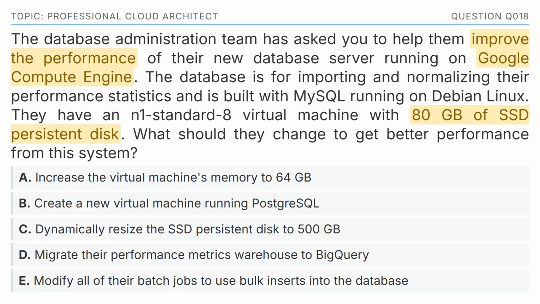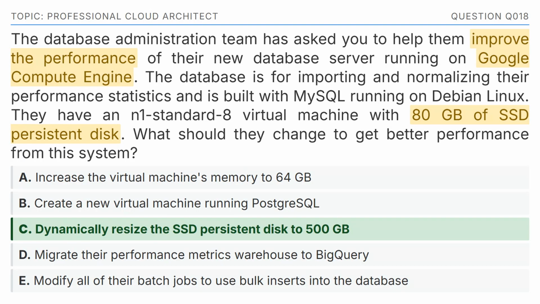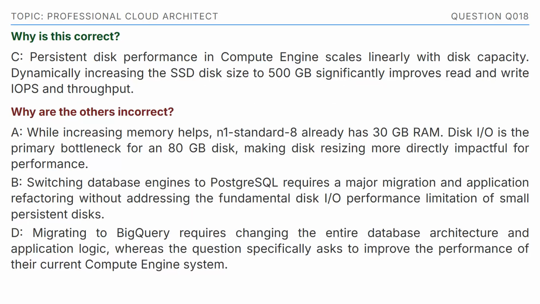To arrive at the correct answer, we focus on the keywords: improve the performance, Google Compute Engine, 80 GB of SSD persistent disk. The correct answer is option C, dynamically resize the SSD persistent disk to 500 GB. Why is this correct? C. Persistent disk performance in Compute Engine scales linearly with disk capacity. Dynamically increasing the SSD disk size to 500 GB significantly improves read and write IOPS and throughput. Why are the others incorrect?